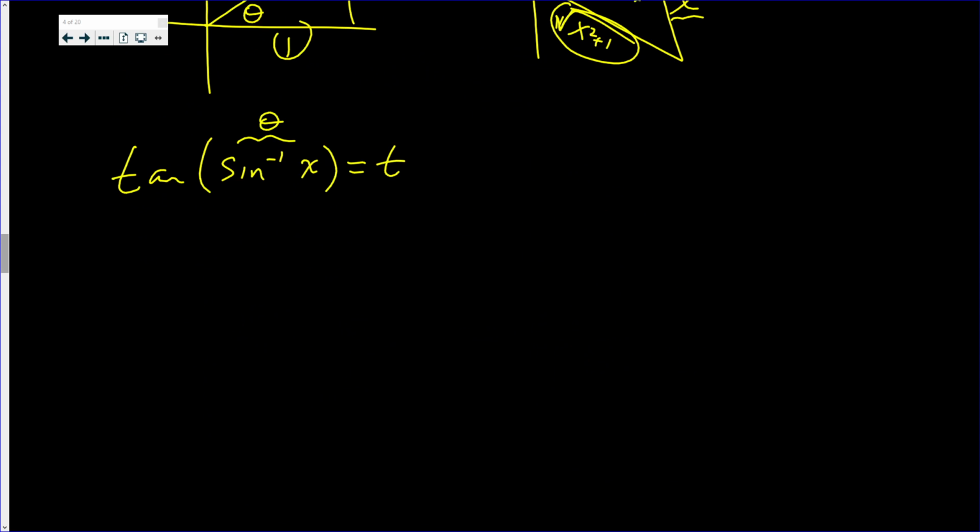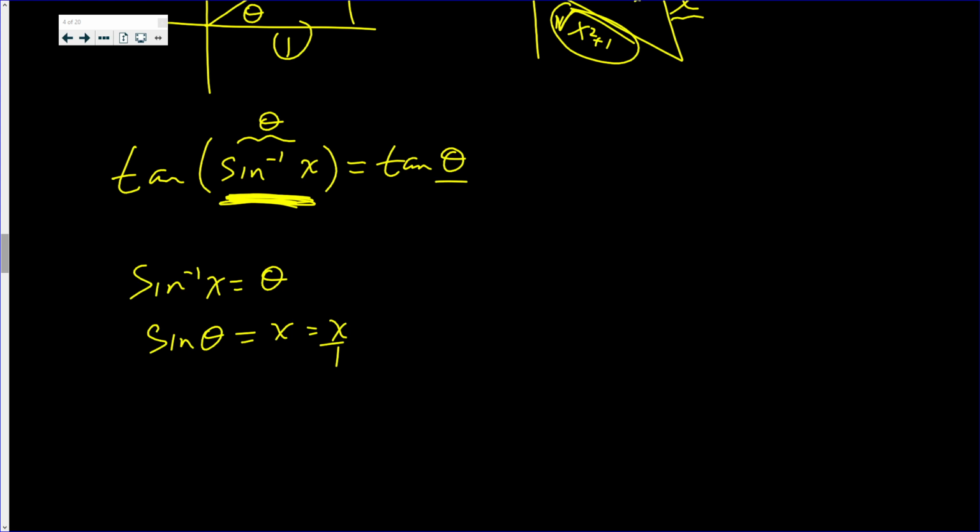So, again, we want the tangent of theta. I just renamed it. So instead of saying the tangent of this long, complicated expression, I just call it the tangent of theta. So we know that sine inverse of x is theta. That means that the sine of theta is x, which is x over 1, and theta is in quadrant 1 or 4.